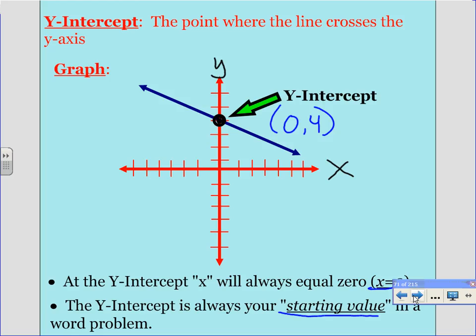So here's the little box that's right here at the top of your next page, which is page 7. I need you to write down y-intercept is the point where the line crosses the y-axis.